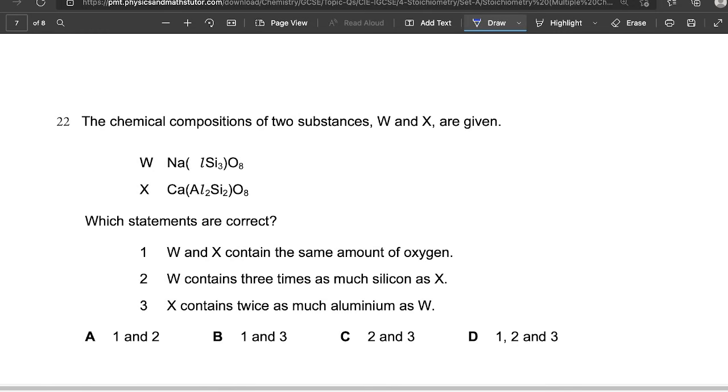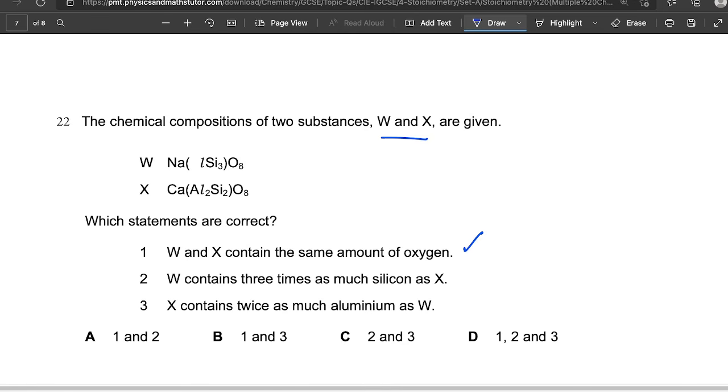It says the chemical compositions of two substances W and X are given. Which statements are correct? So it says W and X contain the same amount of oxygen. So let's see. We have 8 oxygen here. We have 8 oxygen here. Okay, so 22 seems to be correct.